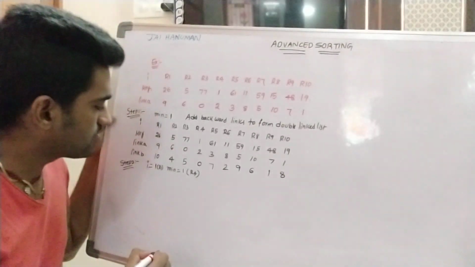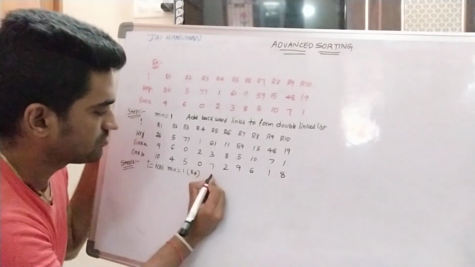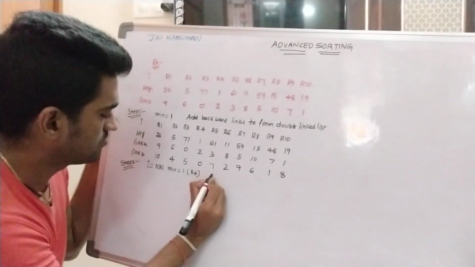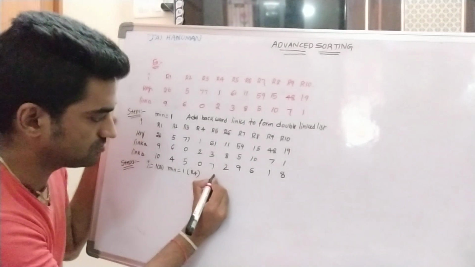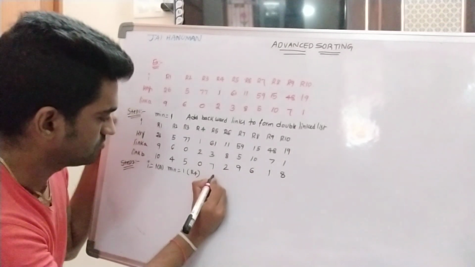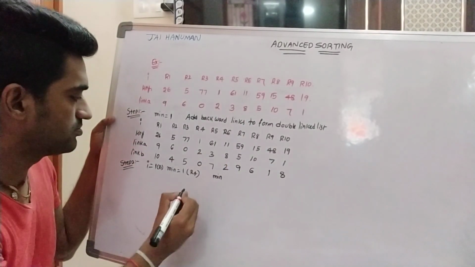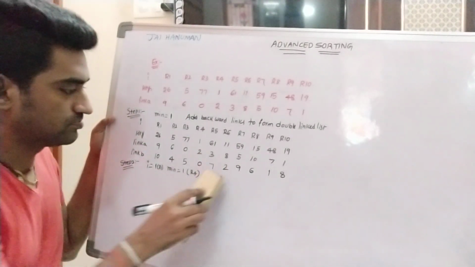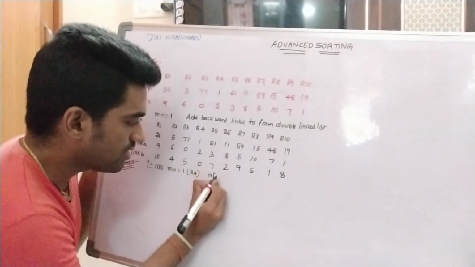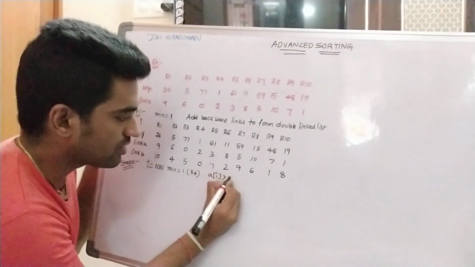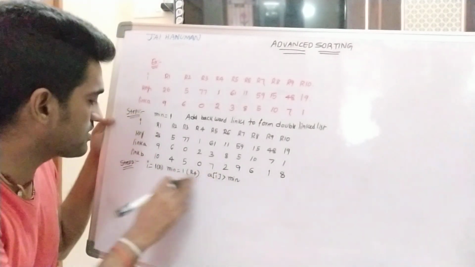Here we are checking one condition, that is, A of I greater than minimum. What is the A of I value?